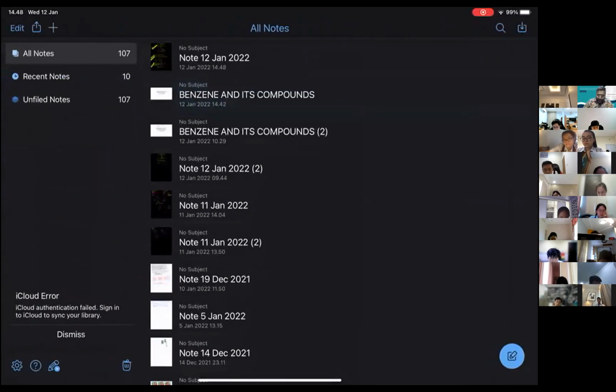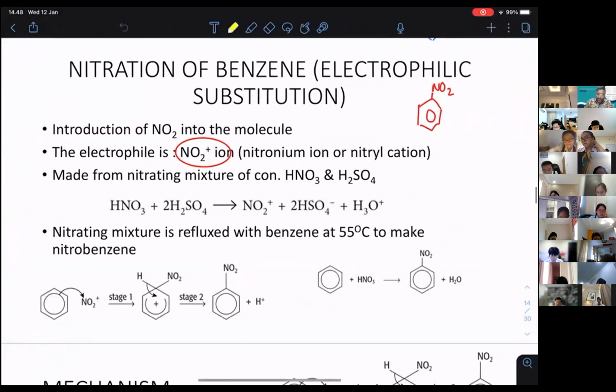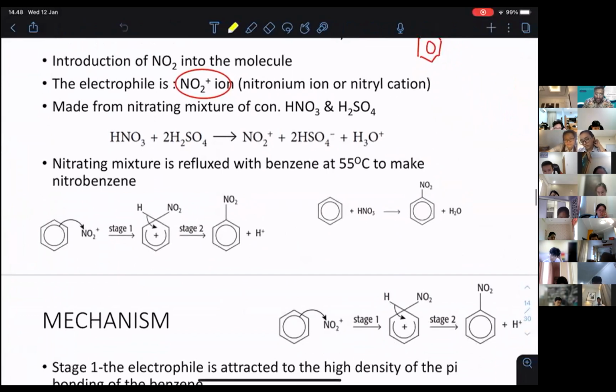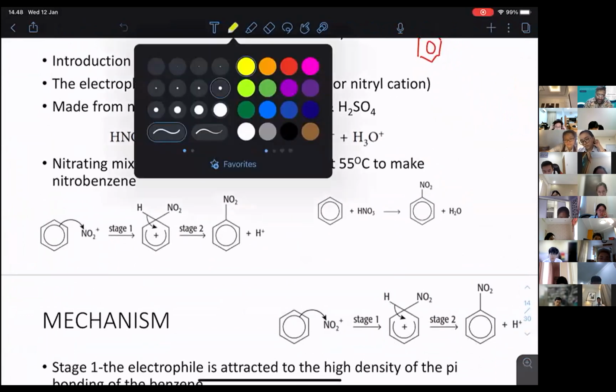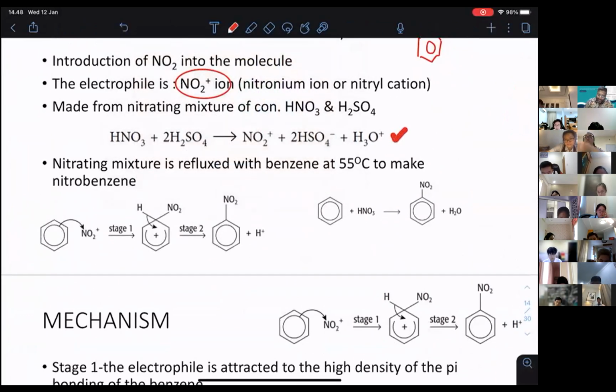I'll go back here and let's check over here. Whatever I have mentioned just now is all here. It is reflux with benzene at 55 degrees Celsius. And then you can see all the mechanism, like what we have discussed. The only thing you will notice over here is that you will have H2O. So basically this is H2O.